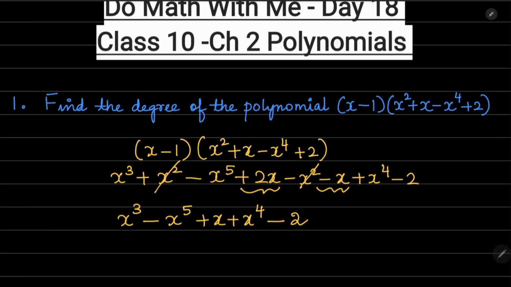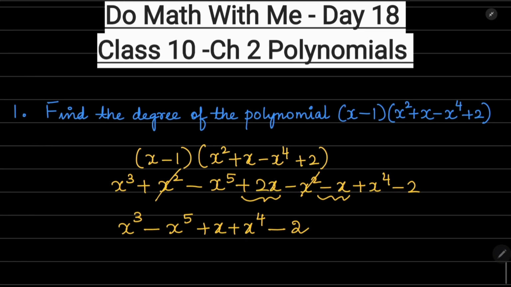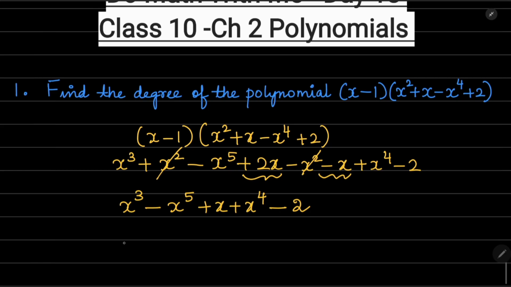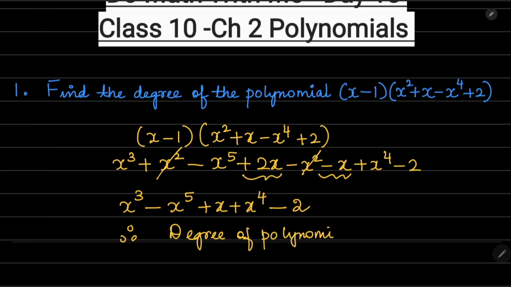Now what is the variable here? The variable is x. What is the highest power of x? In the first term it's 3, then 5, and then it's 1, 4. So what is the highest power? It is 5. Therefore, the degree of this polynomial is nothing but 5. This is your answer. Let's go ahead and do the second question.